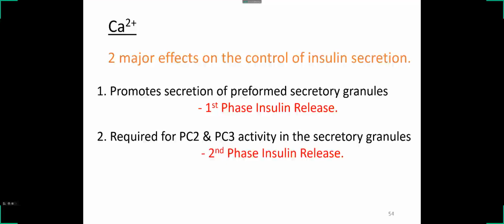So in the first phase, calcium impacts calmodulin, it impacts some of your RABs, some of your COPs, some of your clathrin-coated pits, all the things that lead to trafficking and release and fusion of the vesicles. And in the second phase, calcium is required for the activity of these endopeptidases that are driving and setting up and making insulin.